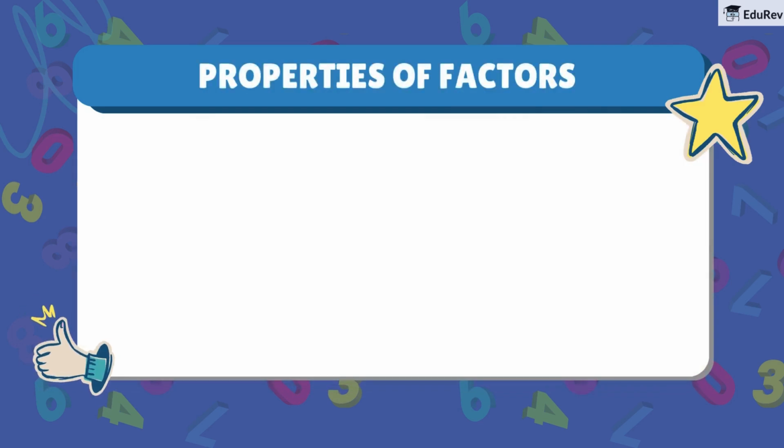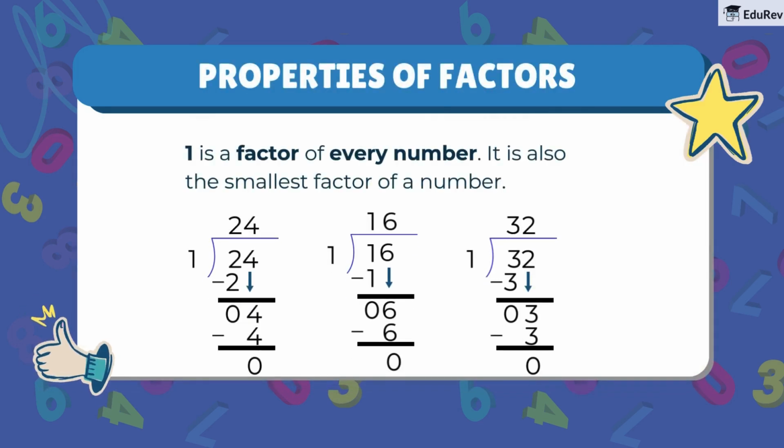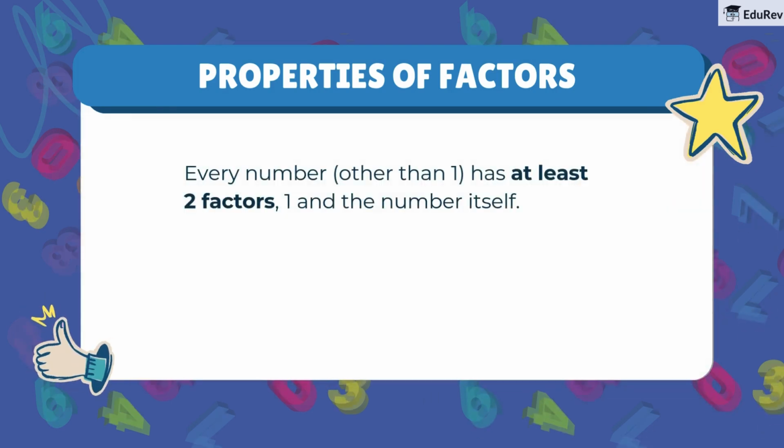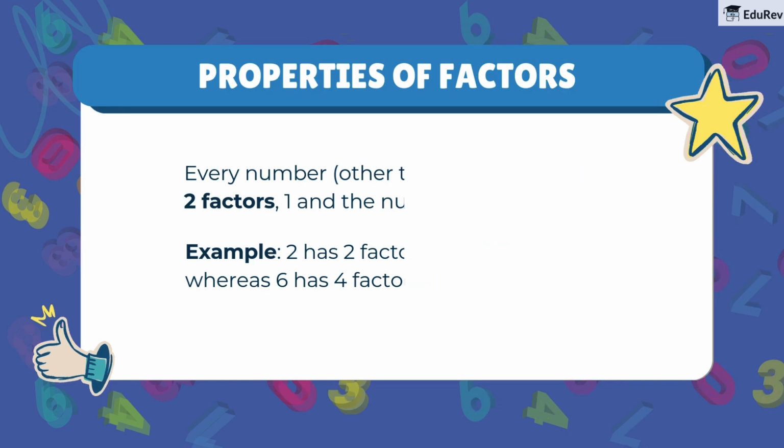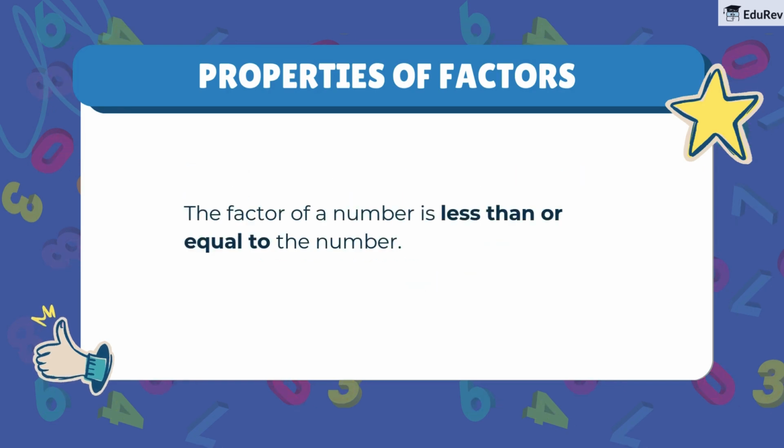Now let's look at some properties of factors. First, 1 is a factor of every number and it is also the smallest factor of a number. Every number, other than 1, has at least 2 factors, which are 1 and the number itself. For example, the number 2 has 2 factors, 1 and 2, whereas the number 6 has 4 factors, 1, 2, 3, and 6. Another property is that the factor of a number is always less than or equal to that number.